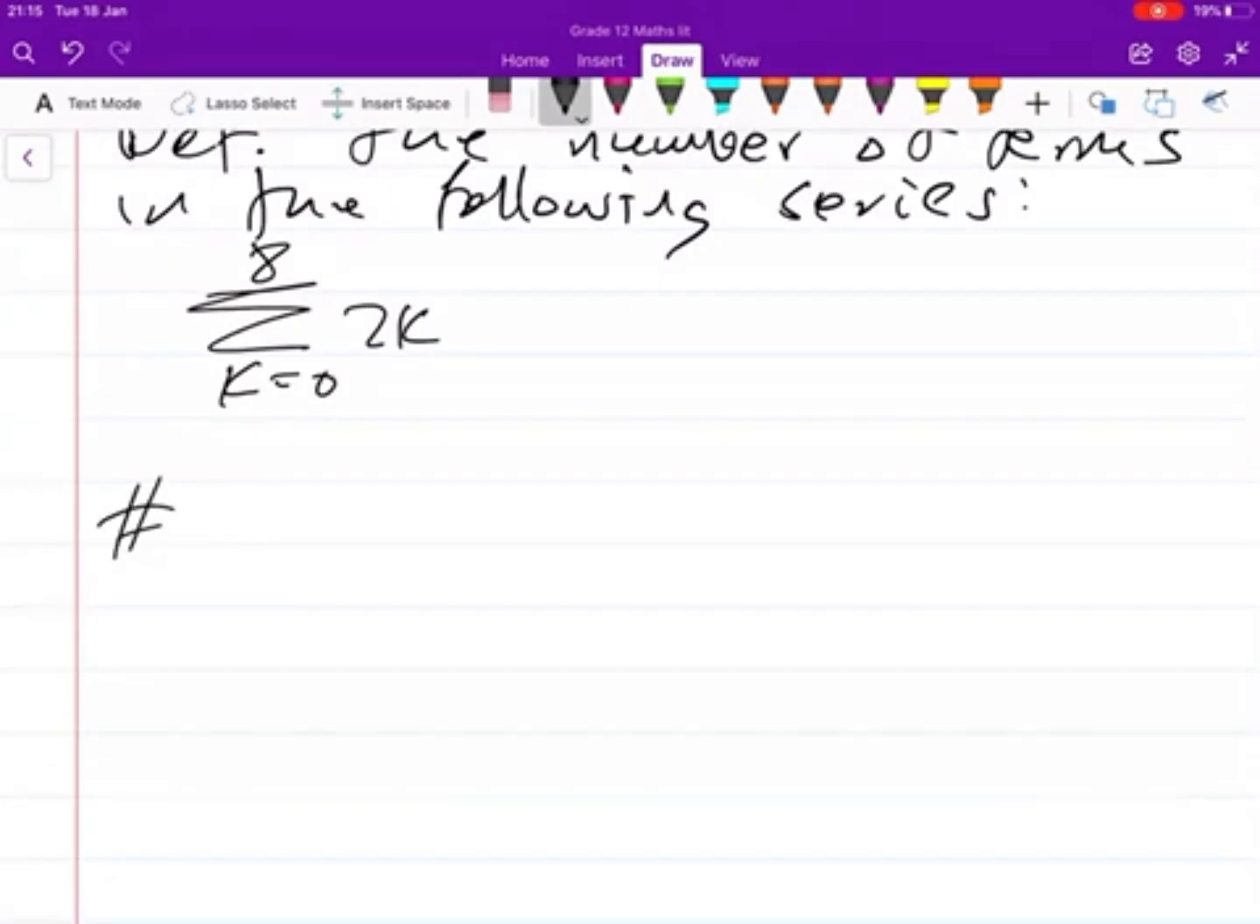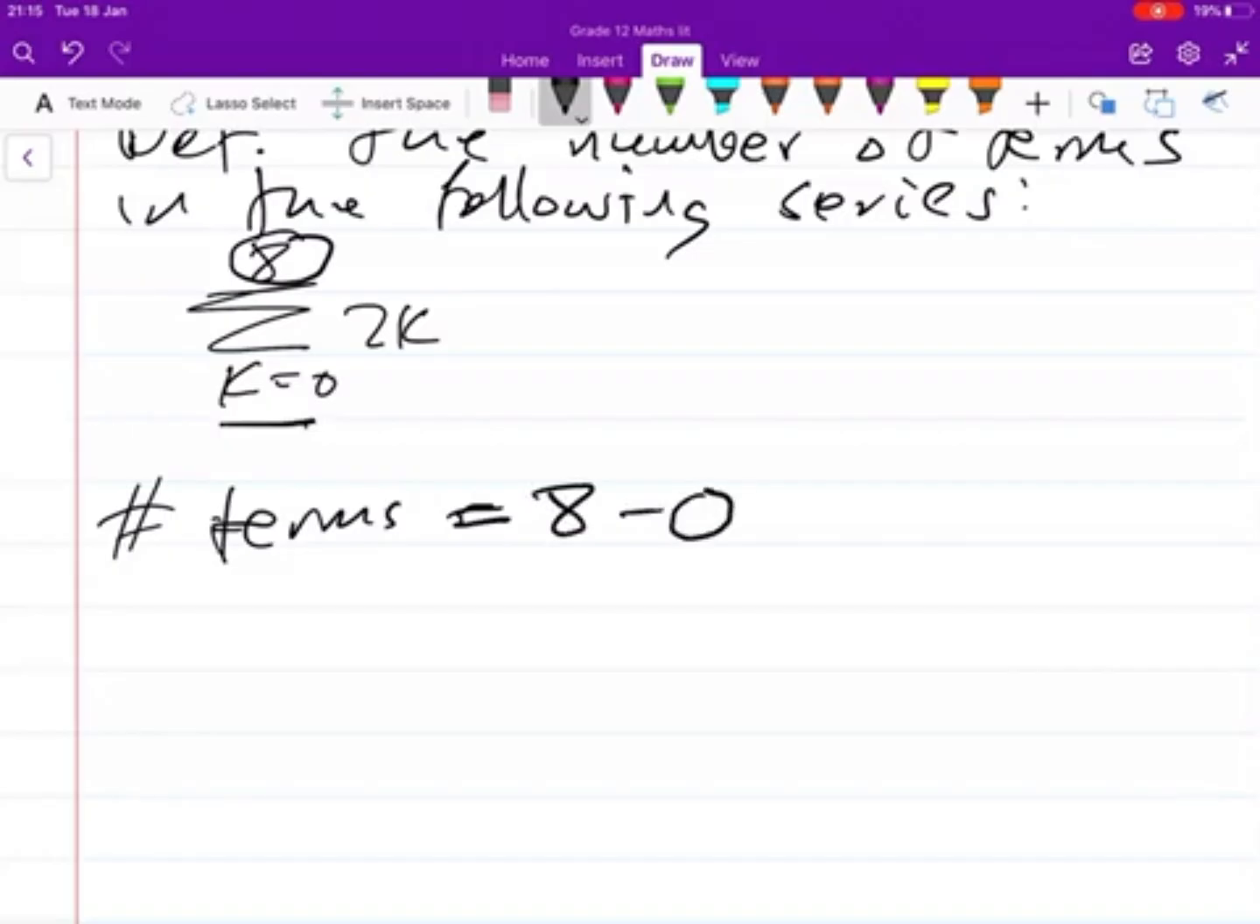Remember, the number of terms equals what? The number of terms equals the top value. What is the top value, guys? It's 8 subtracted by the bottom value, which is 0, then plus 1. So 8 minus 0, guys, is 8, and then plus 1 is 9. You see how simple that becomes.